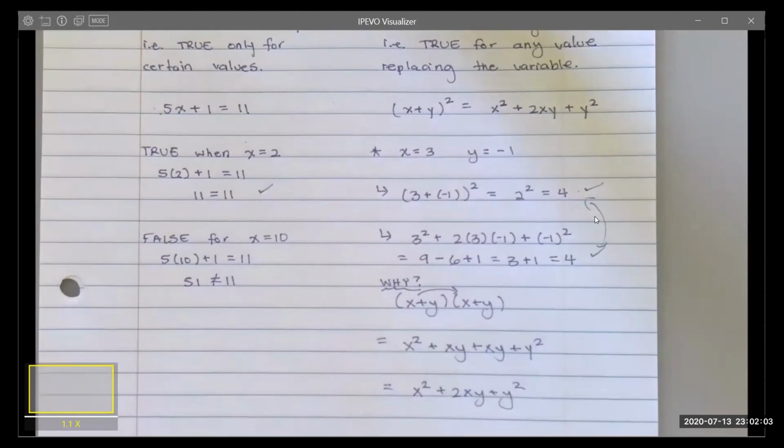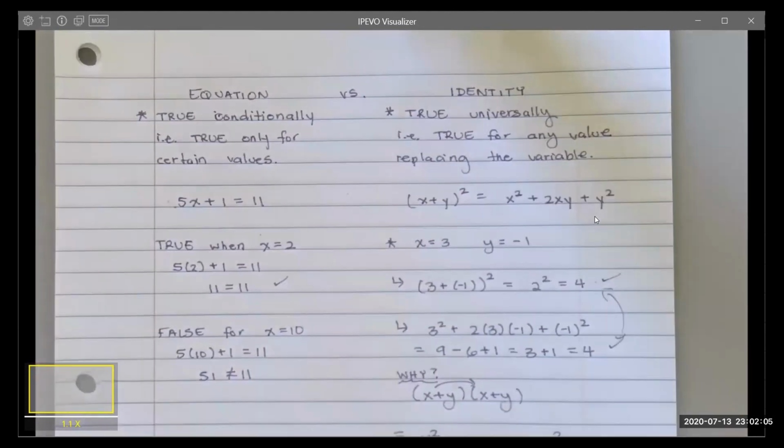So that is the main difference between an equation and an identity. One of them is only true for certain values, the equation. The identity is true regardless of what you replace the variable by.